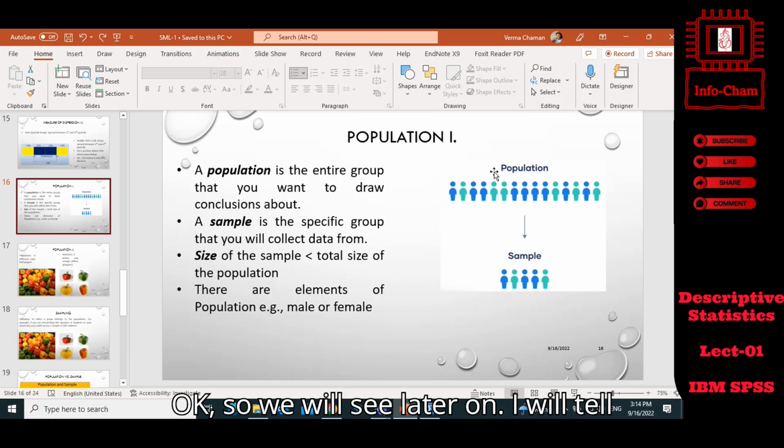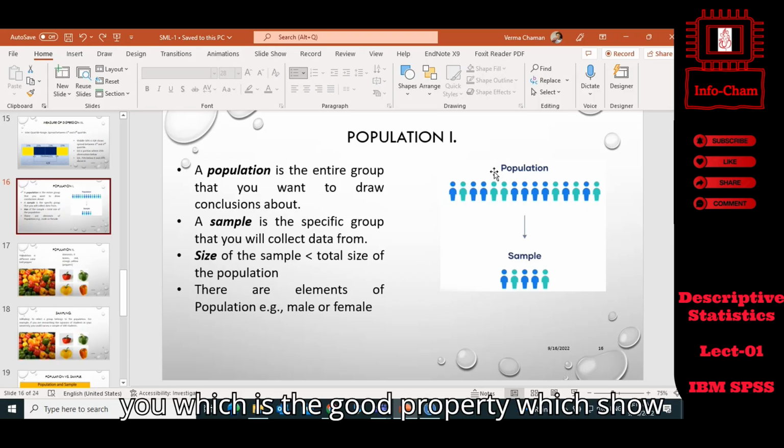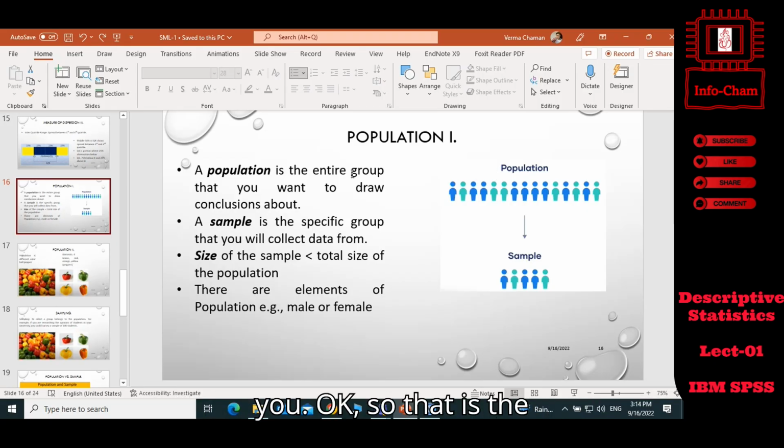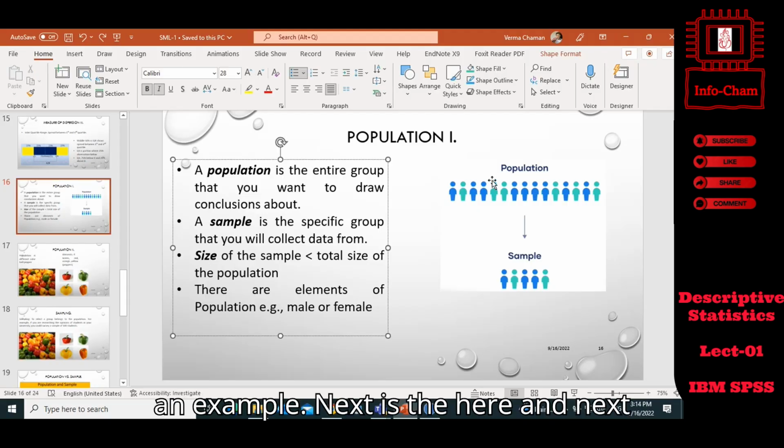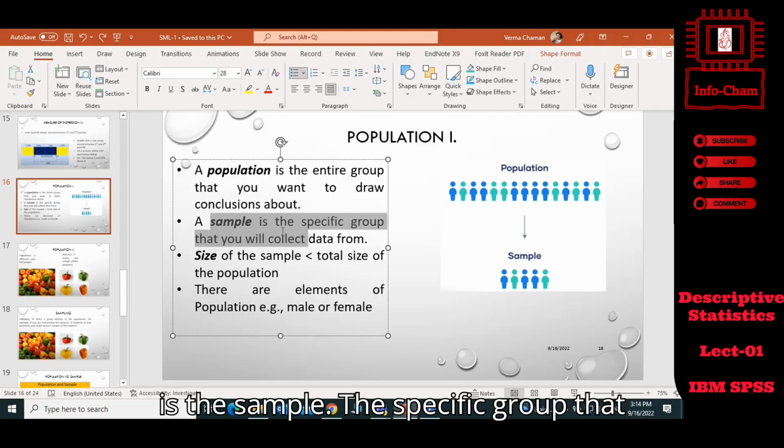Okay, so we will see later on. I will tell you which are the good properties. Okay, so that is the population. Example: 1,000 students in informatics. Just think, I'll give you an example. Next is the sample, the specific group that you will collect the data from.